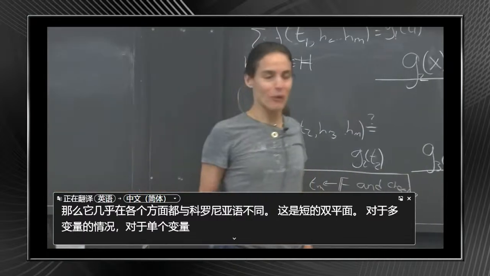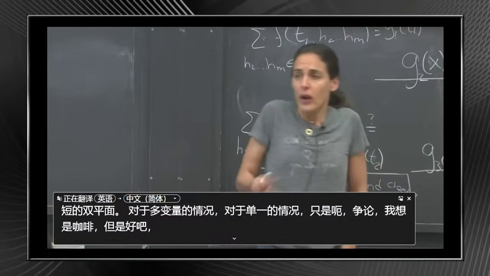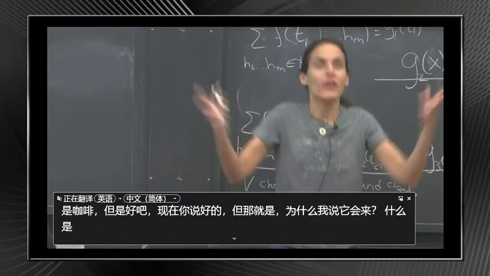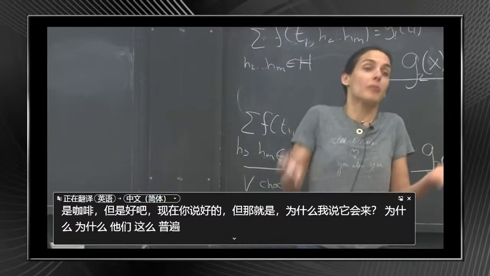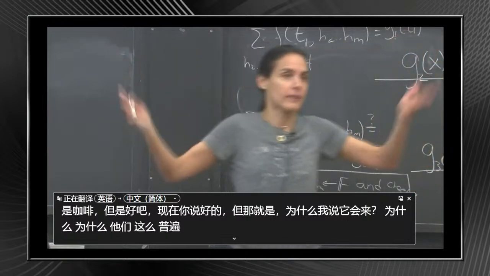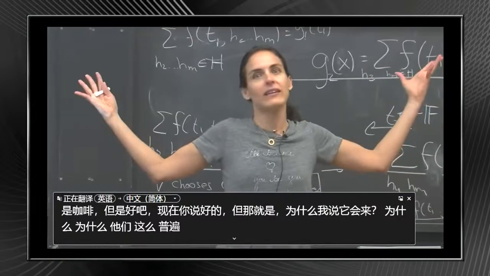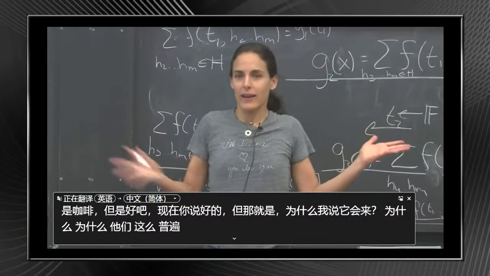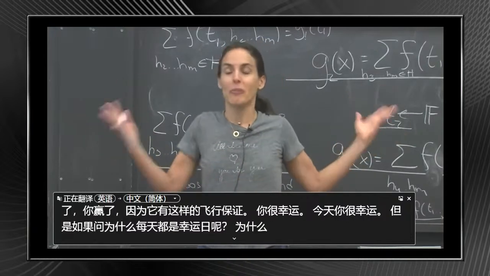But, okay. Now you're saying, okay, but that's just polynomials. What's so special about polynomials? Why are they so general? Okay, if you happen to have a polynomial, good for you. You won because it has such error correcting guarantees. You're lucky. It's your lucky day. But why is every day a lucky day, kind of thing? Why do polynomials come up everywhere?